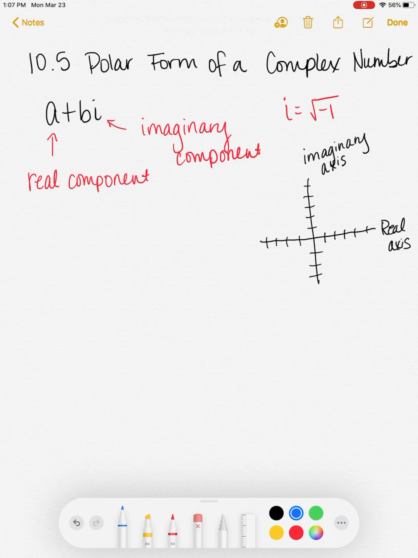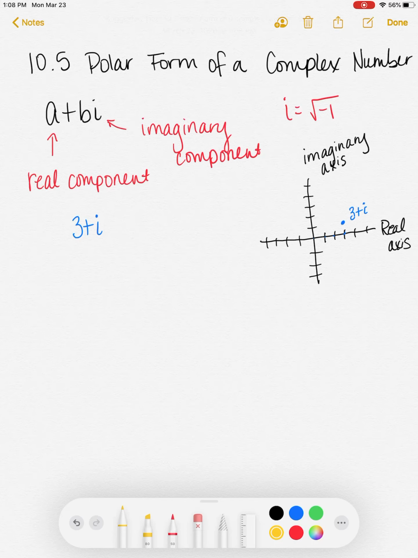Graphing is really easy. We'll use some different colors here. Let's start with 3 plus i. So a is our real component. So positive 3 will go to the right 3 in a positive direction. The b in this case, the coefficient of i, is 1. So it's a positive 1. So we're going to go up 1, and this will be our 3 plus i. It's a point just like it is in the rectangular coordinate system and actually in the polar coordinate system as well.